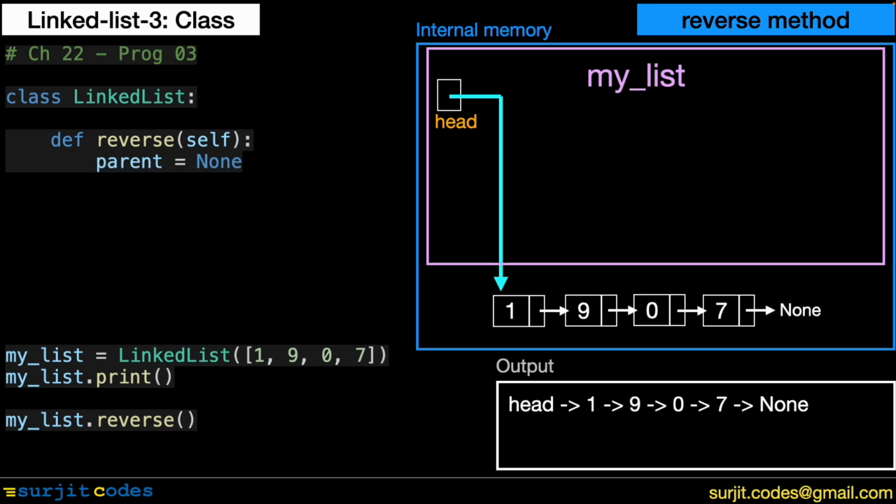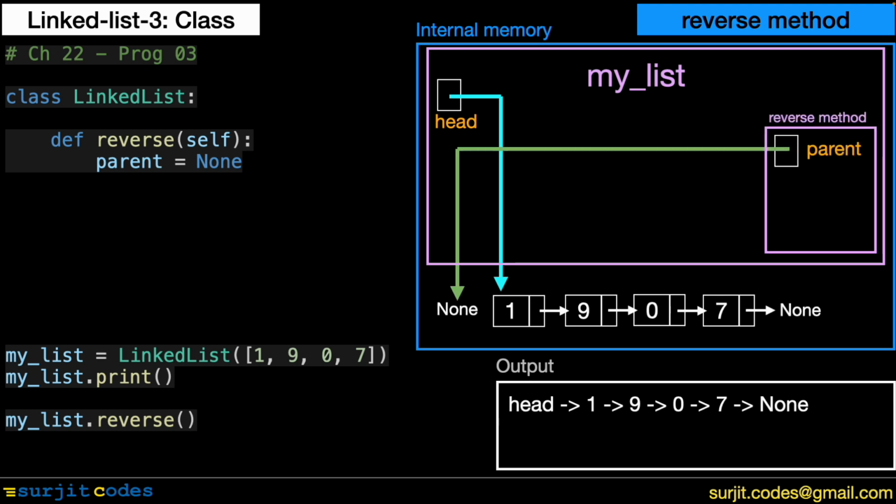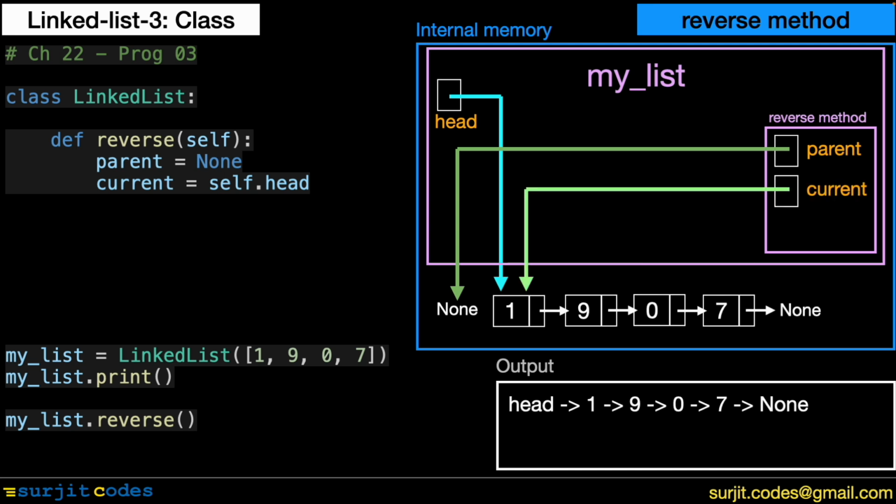Node at head is 1. It is the starting node and therefore it does not have a parent node. This means that instead of pointing to 9, it will point to none. So we save none in a local variable and name it parent. We name current as the loop variable. Node at head is the starting value of current. In each iteration of the loop, we will reverse the link between current and parent nodes.